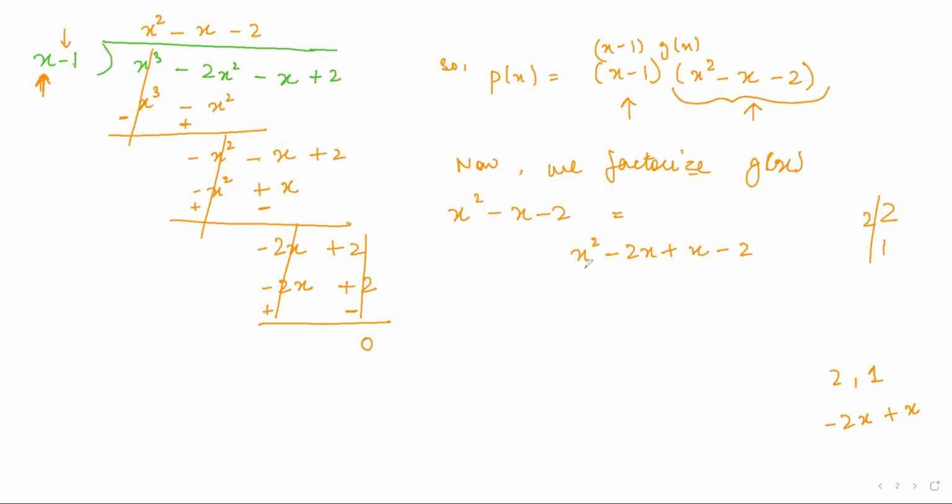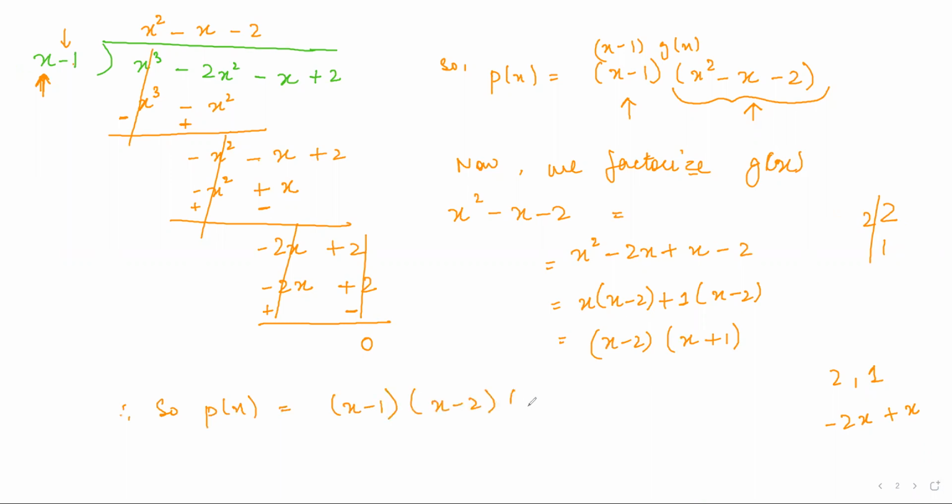Okay, fine. Right. So I have written it like this. Now from first two terms, I can take x common. This becomes x minus 2. Plus from here, I can take 1 common. It becomes x minus 2. So x minus 2, I can take common from both the terms. And here I have x and plus 1. So my gx is further reduced into two linear factors. Okay. So finally, now your px is equal to, the first factor was x minus 1. And now the gx is x minus 2 into x plus 1. So this is the factorization of your polynomial.